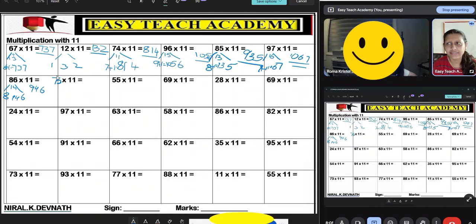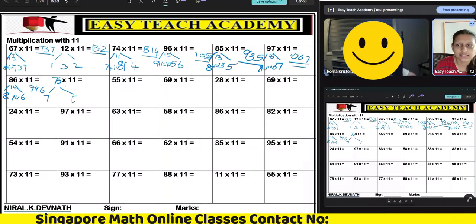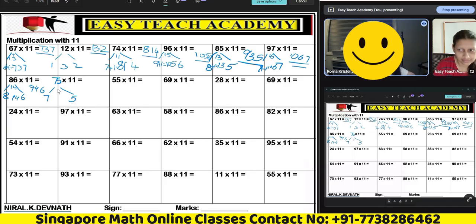Done, dear, writing 75? Yeah. Yeah, now explain me how to do it. 7 plus 5 equals 12. You give the 2 to the 5, and 7 plus 1 equals 8. So 825. Good girl. Amazing.